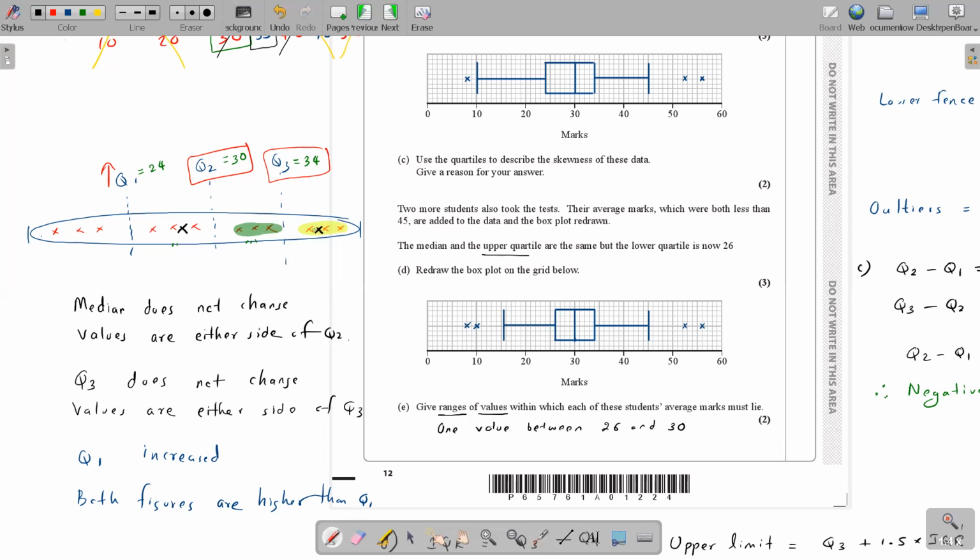on the other side, above Q3. When you put the cross above Q3, there's a value in front of Q3 and a value behind Q3, so Q3 is balanced. If you take the median, one is behind the median and one is above the median, so the median is also balanced and doesn't change. And Q1, both values are bigger than Q1, so Q1 increases.